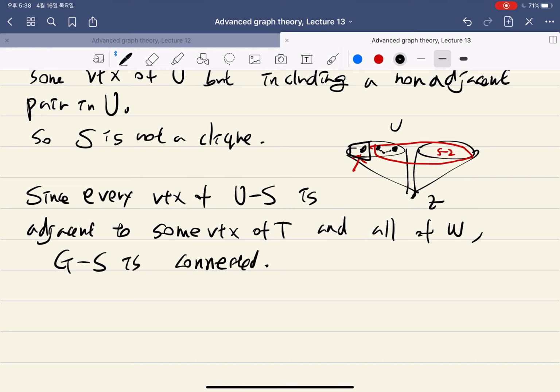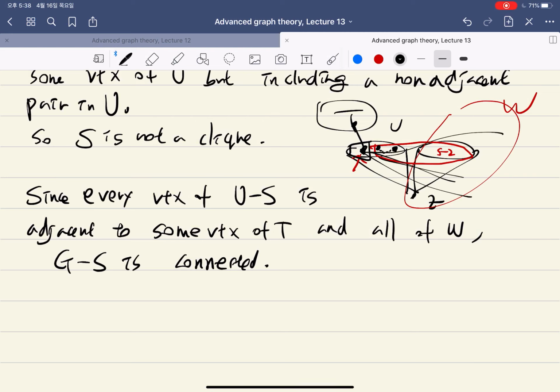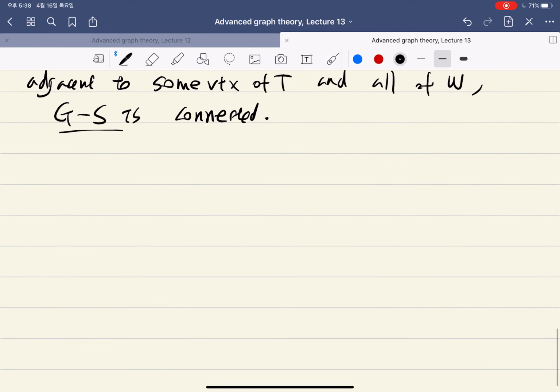So we have T, and then here we have W. And we know that this one vertex is adjacent to at least one vertex in T, and everything in W. And then T itself is connected. So the entire graph we get is connected. So in this case, we are done.